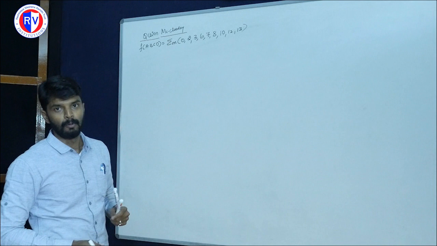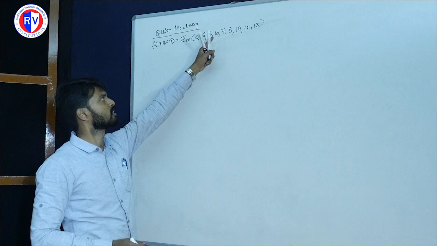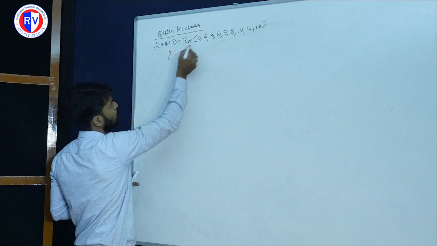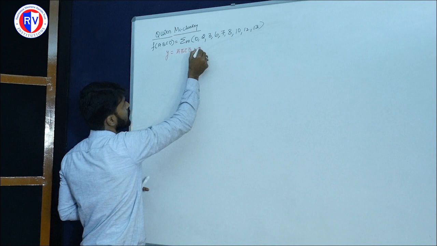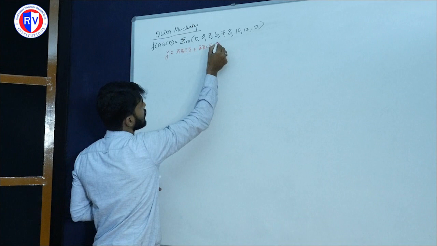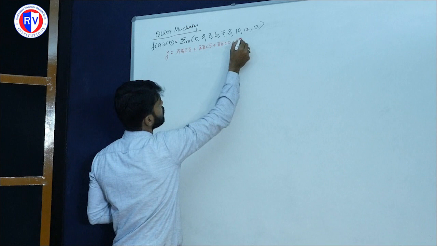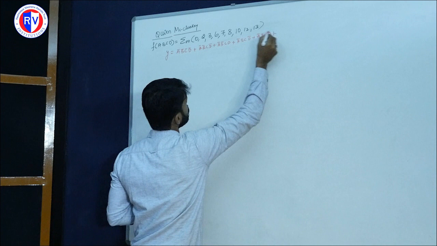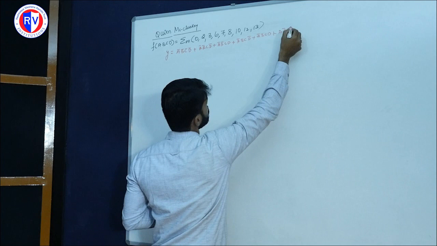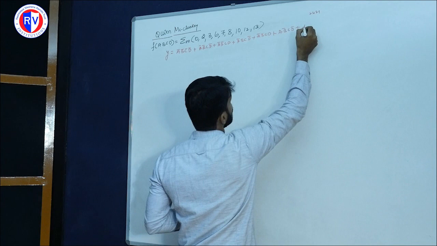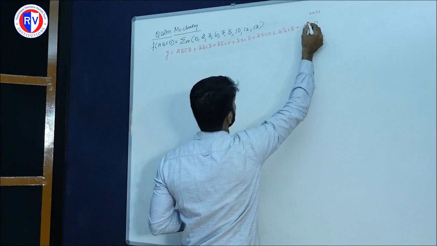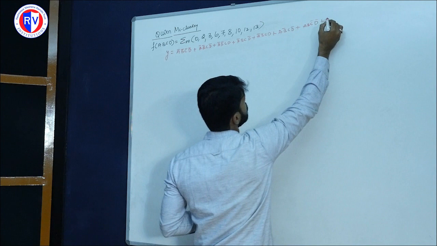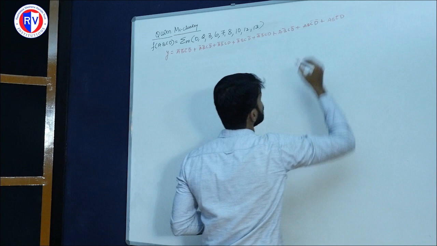Sometimes they will give f of a, b, c, d equal to summation m 0, 2, 3, 6, 7, 8, 10, 12, 13. Sometimes you may get it like this, y is equal to a bar b bar c bar d bar plus a bar b bar c d bar plus a bar b bar c d plus a bar b c d bar plus a bar b c d plus a b bar c d bar plus a b c bar d bar plus a b c bar d. Sometimes you may get the equation like this.